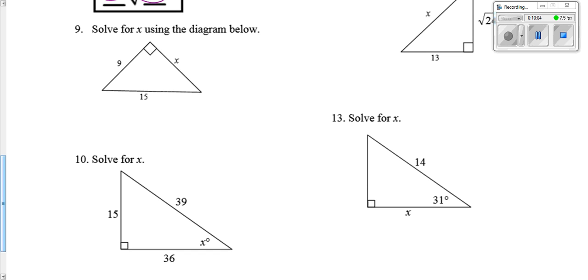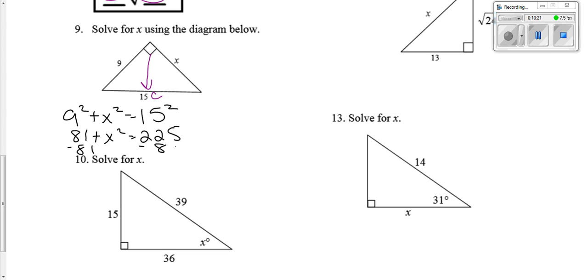For number 9, since I don't have any angles except for my 90 degrees and I'm looking for a side, I have to use Pythagorean. So this time, my 15 is my C. So this could be 9 squared plus x squared equals 15 squared. 81 plus x squared equals 225. I subtract the 81 from both sides, and I get x squared equals 144. I square root both sides, I get that x is 12.